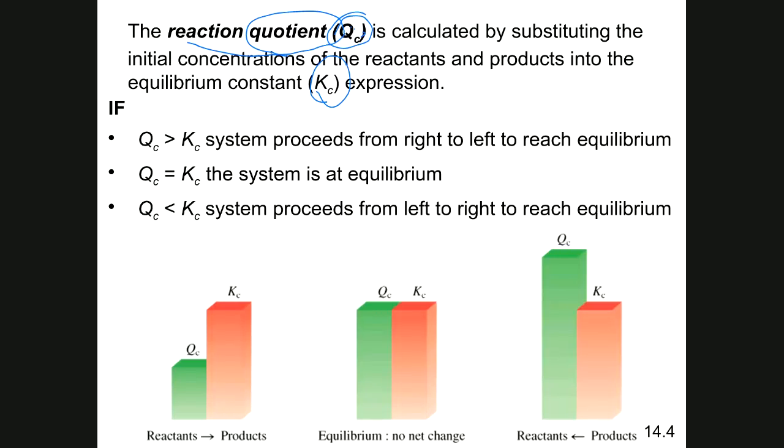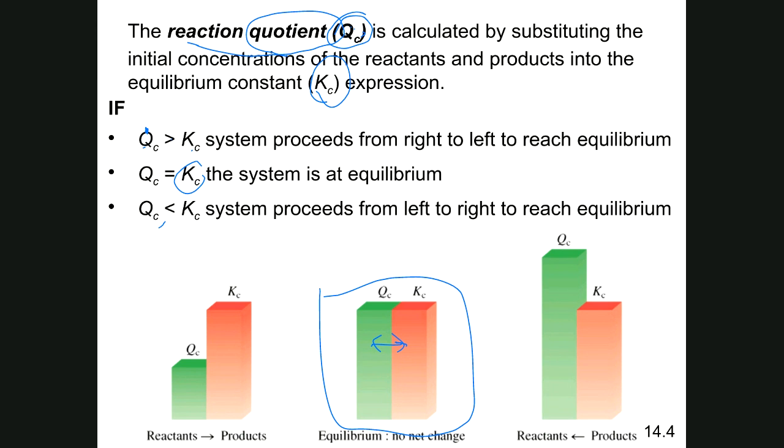So if Qc is greater than Kc, what does it mean? If Qc is greater, that means you have more products than reactants, because the value for this ratio is now greater than Kc. If you have more product, then the reaction should go producing more reactant until this becomes the same. If Qc happens to be the same as Kc, then the reaction is already at equilibrium. The reaction can go reverse and forward at the same rate. Concentration does not change for the products and reactants.